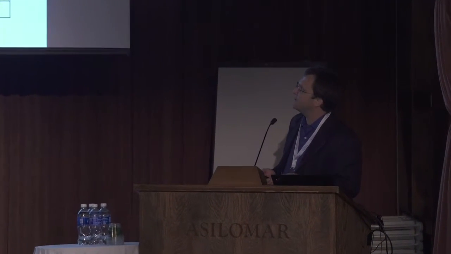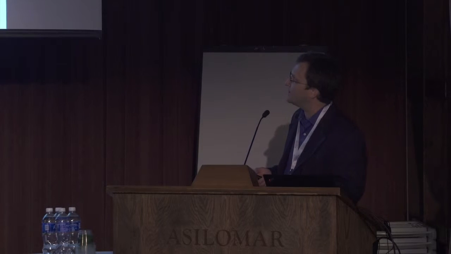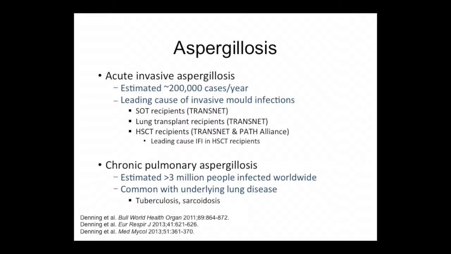So what I'd like to do now is switch gears and talk a little bit about the more common invasive mold infections that we're seeing in both TRANSNET and the PATH Alliance. The first one is aspergillosis. I want to talk about this because it was the most common invasive mold infection reported within these high-risk populations. Overall, acute invasive aspergillosis has been estimated to be about 200,000 cases per year. Again, it is the leading cause of invasive mold infections in solid organ transplant recipients, lung transplant patients, and those who receive stem cells. In fact, in TRANSNET and the PATH Alliance, this was the most common invasive fungal infection, not just invasive mold infection, but invasive fungal infection.